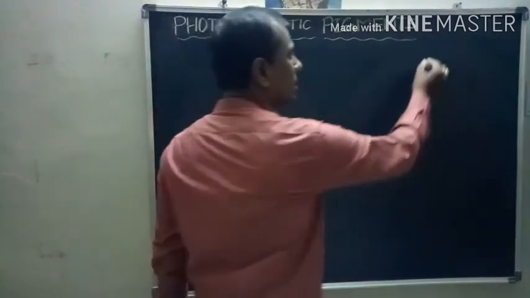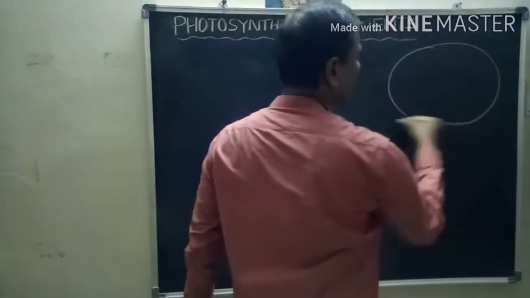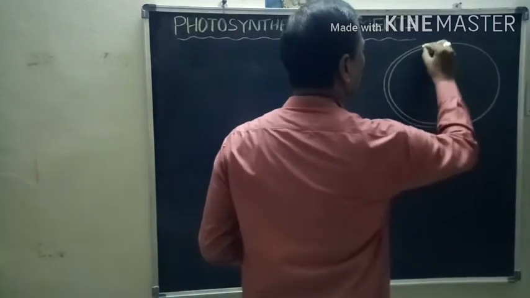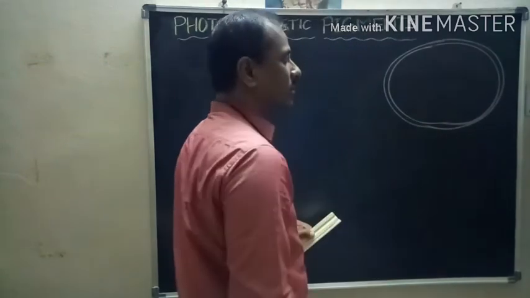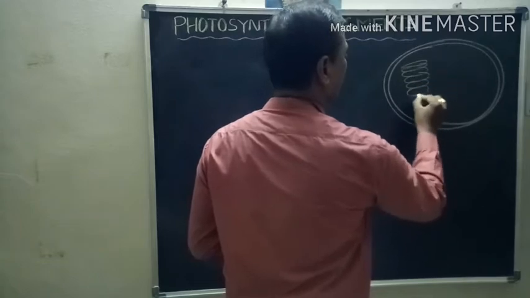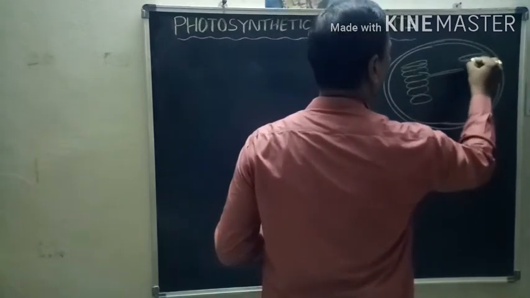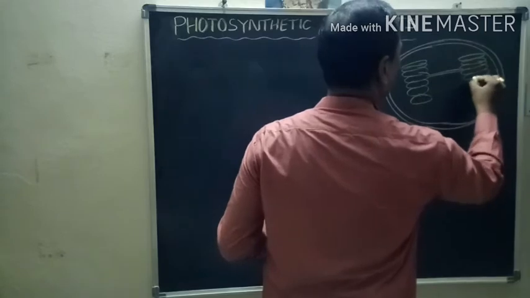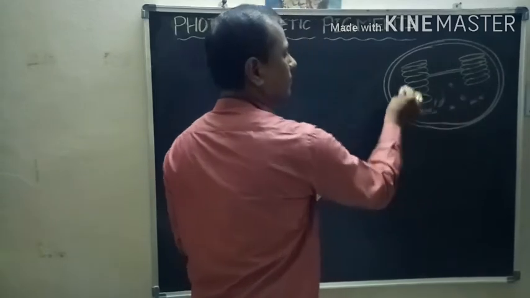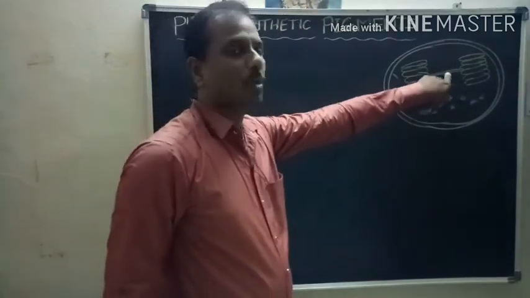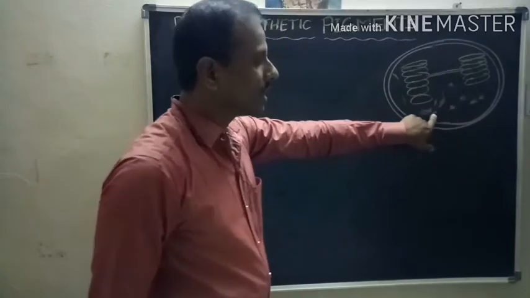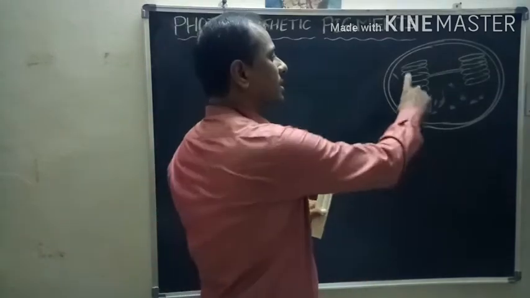First, see the largest structure, the chloroplast. The chloroplast is covered by two specific membranes. The inner portion is called grana, connected by the stroma lamella, and the remaining inner portion is called stroma. Grana, stroma lamella and stroma. These are the three parts in the chloroplast.